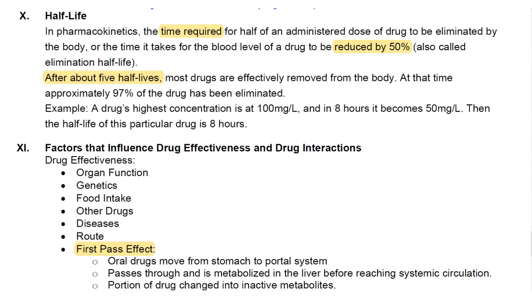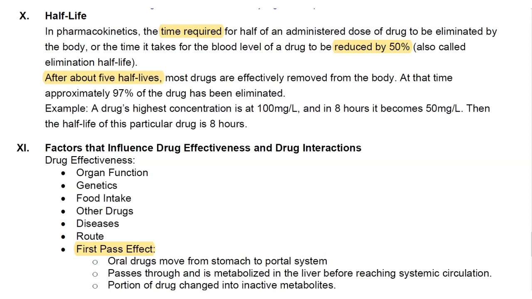Another terminology that you have to remember is half-life. In pharmacokinetics, half-life is basically the time required for half of an administered dose of drug to be eliminated by the body, or the time it takes for the blood levels of a drug to be reduced by half, or 50%. This is also called elimination half-life. Typically, drugs are mostly completely eliminated after about 5 half-lives. At that time, approximately 97% of the drug should have been eliminated.